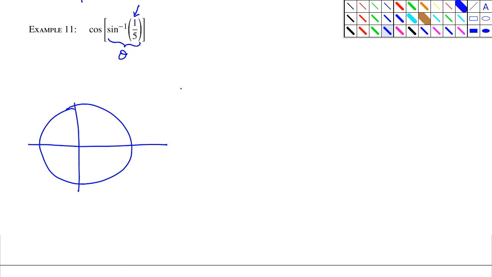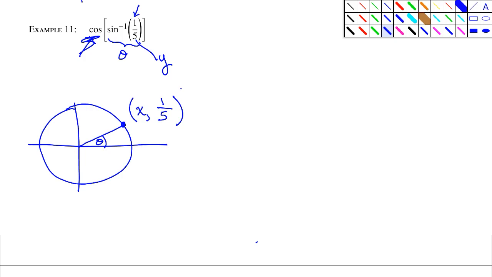So let's go ahead and find this point. I'll draw it right here, and we recognize that what we have is x comma 1/5. Again, that is because the sine finds the y-coordinate on the unit circle. This is theta. Now, in order to find the cosine of this angle, we are going to need to figure out what the x-coordinate is.